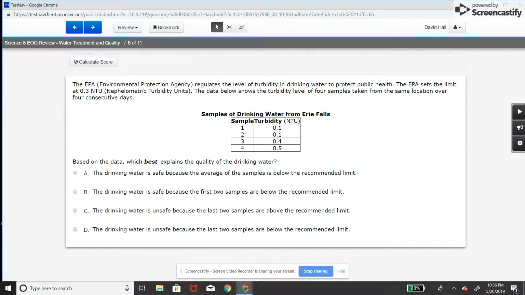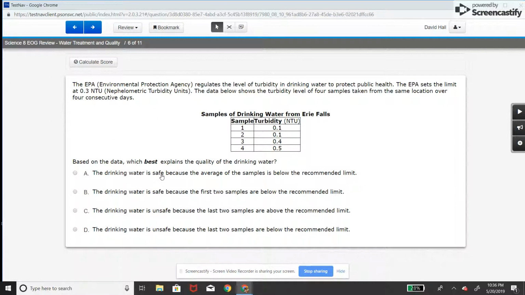So here the EPA regulates the amount of turbidity. EPA sets the limit of 0.1. The data below shows the level of 4 samples taken from the same location over 4 days. So the first day is 0.1, that's below the limit. Second day is 0.1, that's below. Third day is 0.4, that's above. Fourth day, 0.5, that's above.